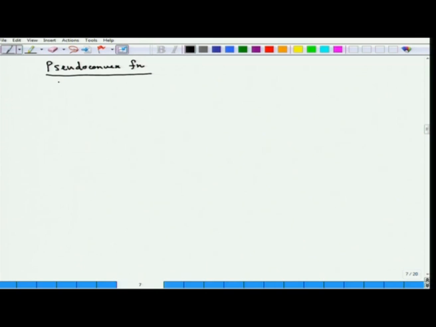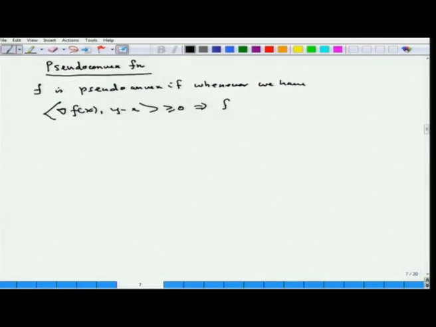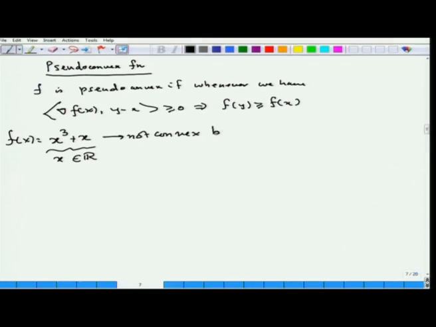So, let me just give you, this is just for a slight detour, but we will not bother about these functions anymore. F is pseudo convex if whenever we have grad of f x into y minus x is greater than 0, it should imply f y bigger than f x. For example, if you take the function f x equal to x cube plus x, where of course x is in R, this is not convex, but pseudo convex.